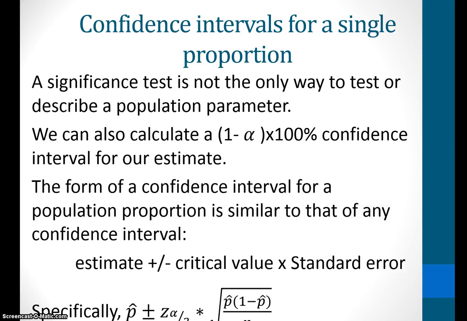Just like we did before when we were talking about the means, we can also do a confidence interval for the population proportions. I think maybe on this slide it's cut off a little bit, but we'll show you an example in just a moment. A significance test is not the only way to test or describe a population parameter. We can always do a confidence interval as well. We can do this with the same format, estimate plus or minus the critical value times the standard error. All confidence intervals will have the same type of format.